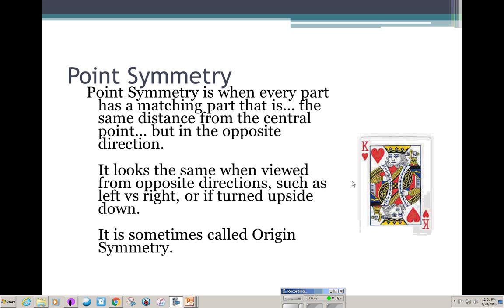You could also look and say that this figure could rotate around and perfectly line up with itself again. It looks the same viewed from opposite directions if it's rotated around. This is sometimes called origin symmetry.